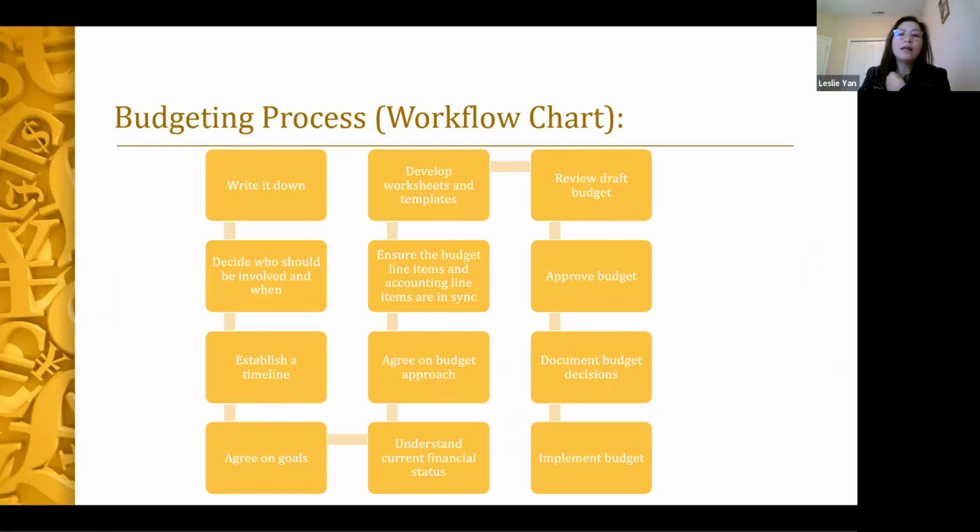The other piece of the process is understanding the current financial situation. The best way to do that is to review the actual versus the budget statements so you know what your financial situation is. These statements allow you to see the detail line items and also the summary line items, so you can evaluate which items need to be increased or decreased or stay the same for next fiscal year.